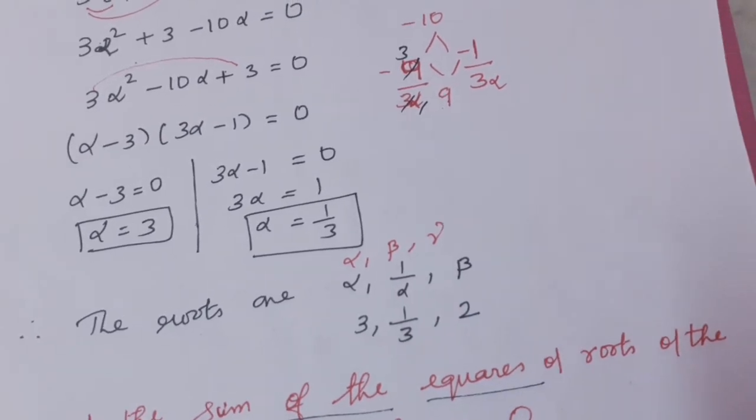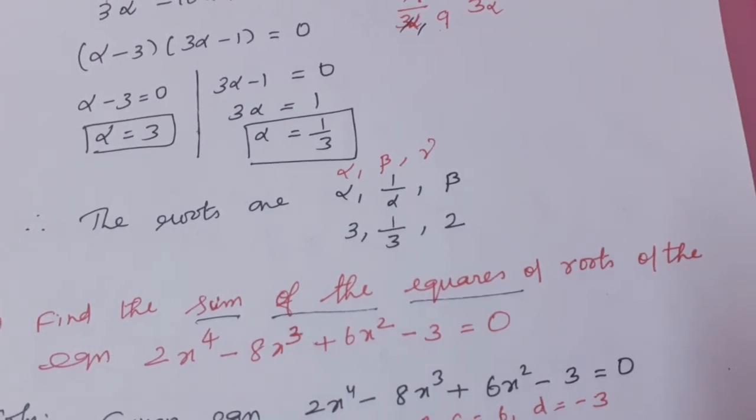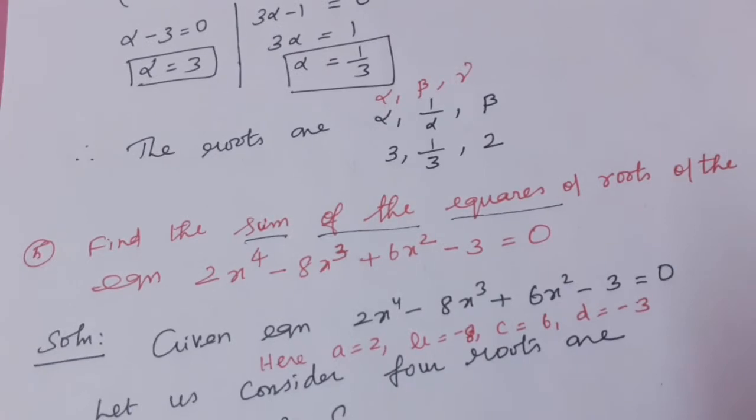The question is very important: the product of two roots is 1. Therefore, take the two roots as alpha comma 1 by alpha. Now come to the fifth sum. What is the fifth question?